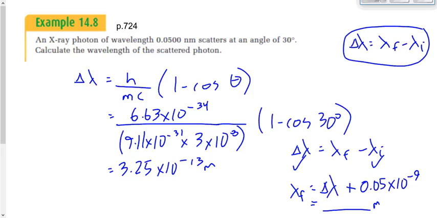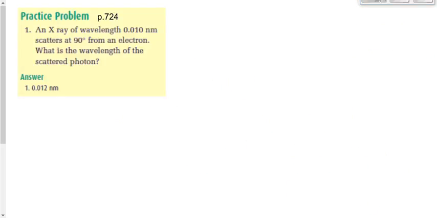All right, if you're good with those, let's take a look at this one single question, please, on page 724. Remember, sometimes you're looking for delta lambda, the change in wavelength. It's always going to be a decrease in energy or an increase in wavelength. This time, as it was in the example, you're looking for the final wavelength, so lambda f. So you can do exactly the same thing as we did in the example question. Okay, let's have a look. What's the wavelength of the scattered photon?